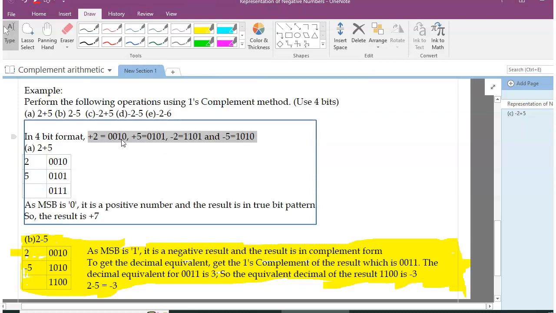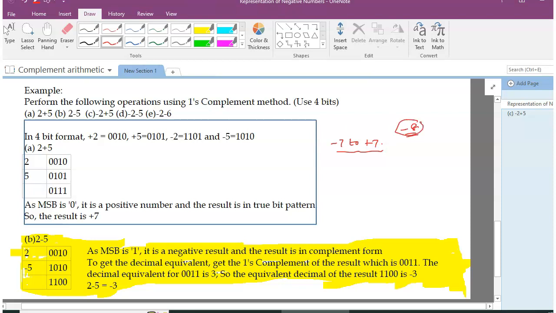Plus 2 is 0010. Plus 5 is 0101. Minus 2 is the ones complement 1101. And minus 5 is 1010. And students remember, by using ones complement, we can represent minus 7 to plus 7 in 4-bit form, right? Minus 8 is out of range.